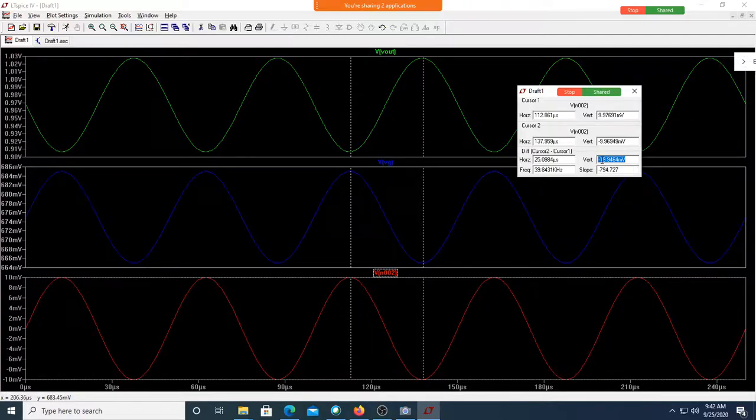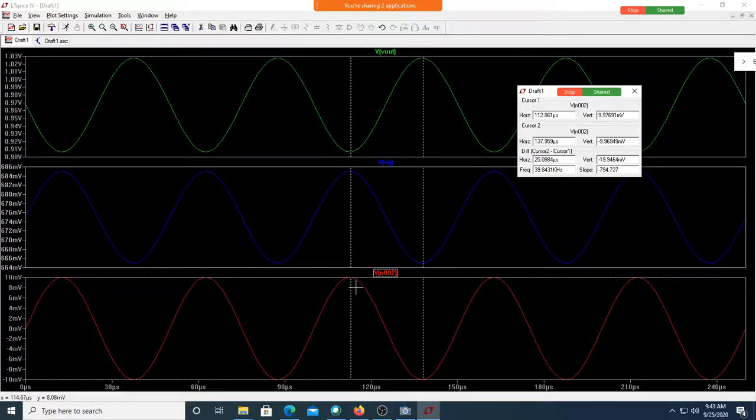Please don't worry about this negative sign here. Please take only the magnitude. This negative sign is coming because of the difference of these two. Suppose you put cursor 1 here and cursor 2 there; if you interchange them, this sign will change. Getting the point? Yes, sir.